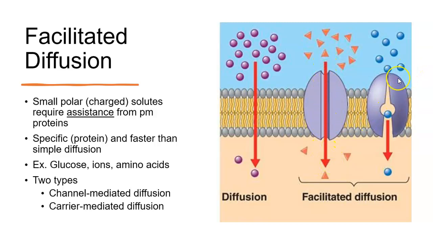Okay? Your carrier mediated is also very specific, also moving things from where there's more to where there's less. Carriers only bind to one type of molecule or ion. When the blue dots bind, the protein changes shape, opens up, and whatever the blue dot is now crosses the cell membrane. And it cannot get across without that carrier facilitating the movement.